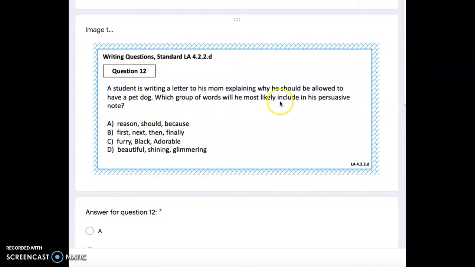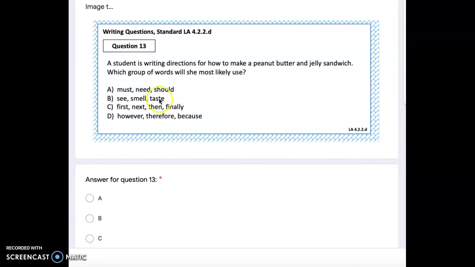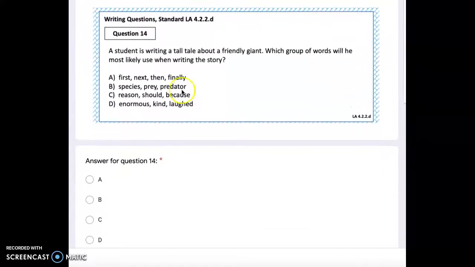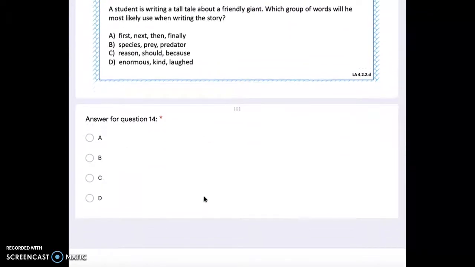Persuasive note. What would you include in a persuasive note? If you're writing directions, what would you use? Tall tale. Do your best.